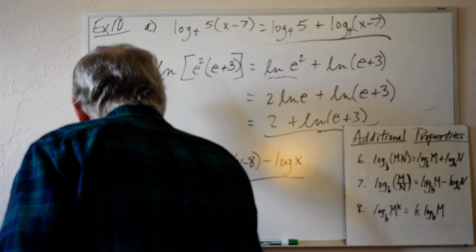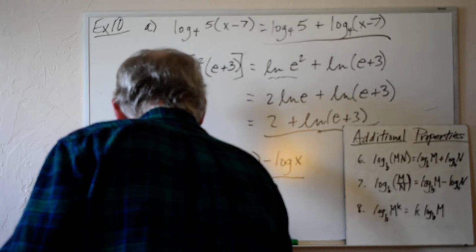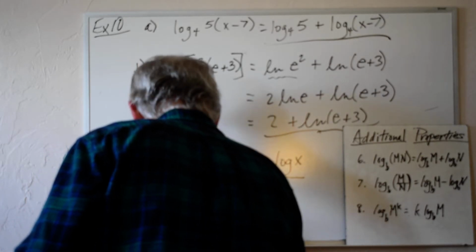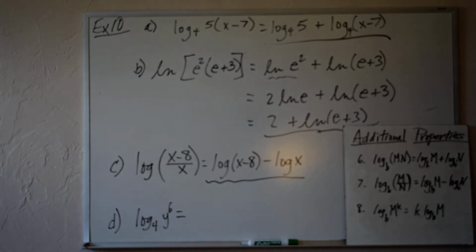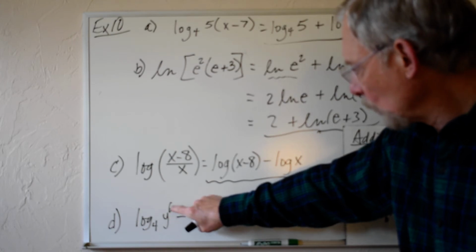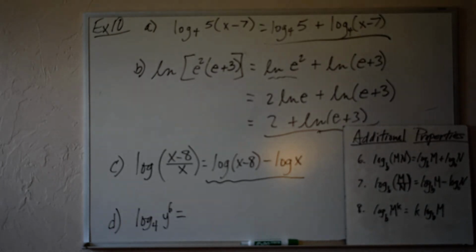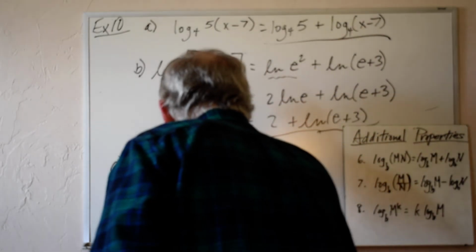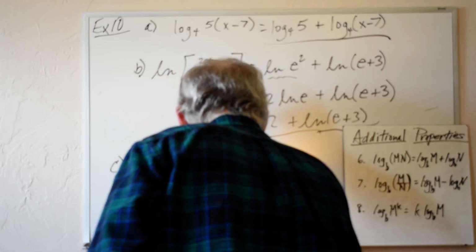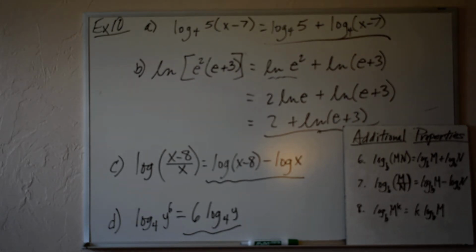Part D, the log base 4 of y to the power 6. The base of the exponential expression is y. The base of the log is 4, so they're different. They're not the same. We can't apply that rule. However, it does match up with property 8. And I can move that 6 outside and write the expression like that if I want to, if that helps me.